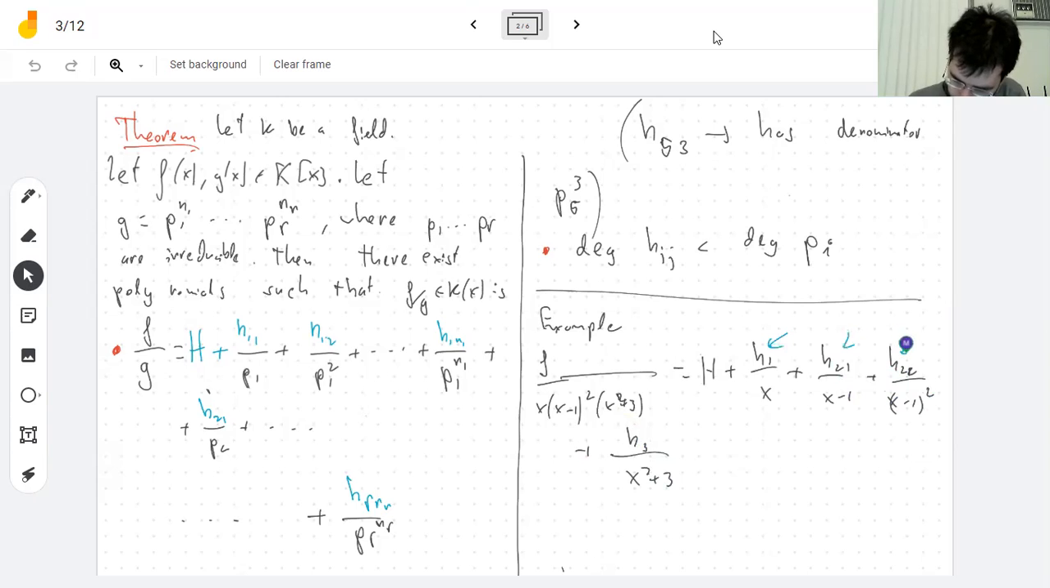These have degree zero. This one has degree at most one. I guess they could be the zero polynomial. And the capital H could have any degree. And also, there's the promise that if you're doing this over the reals, then the irreducible factors only have degree one or two, which is the content of the fundamental theorem of algebra.